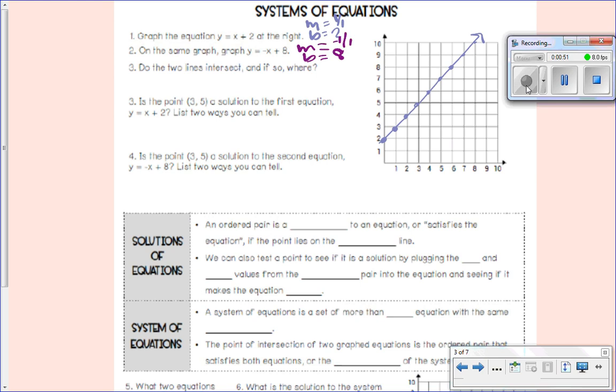All right, our slope is -1 and our y-intercept is 8. And we're going to go down 1 over 1. There we go. And then draw a straight line as best as possible. Make sure you have arrows.